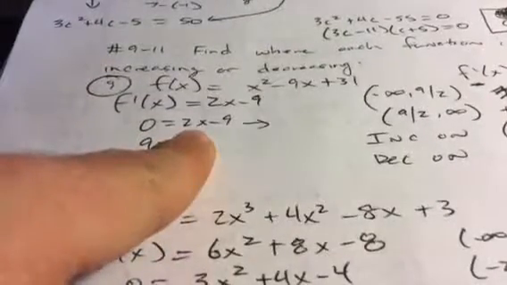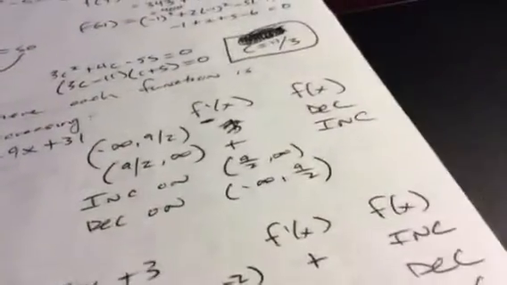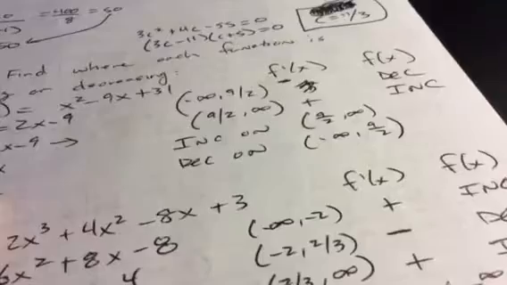If I plug 5 in here, I'm going to get 10 minus 9, which is positive. If f prime of x is positive on that interval, then f of x is increasing. All right? Take a look here, folks.